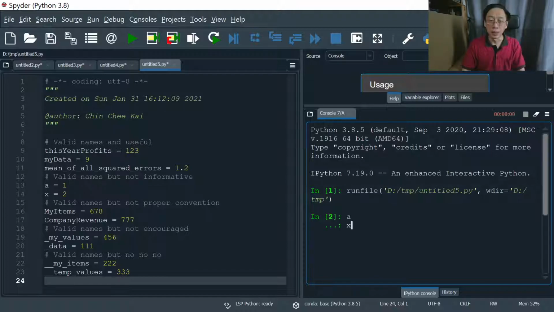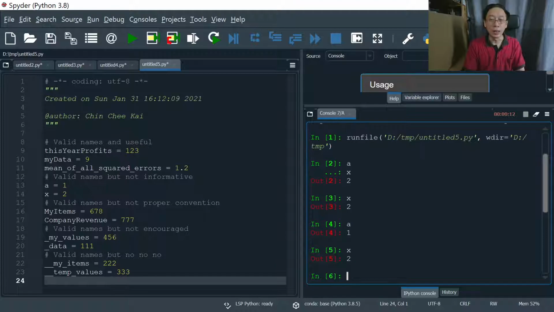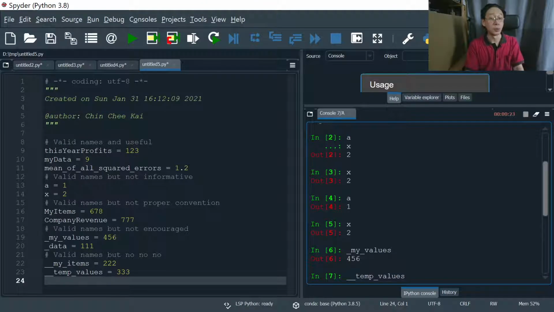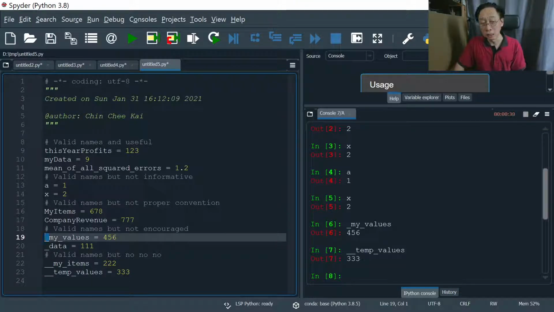A is defined correctly. Oh, sorry, something's wrong. A is defined correctly, X is defined correctly, and even _my_values, there's nothing wrong with it. _temp_values, which is supposed to be 333, has no problem to it. But having an underscore at the start is highly discouraged, right?